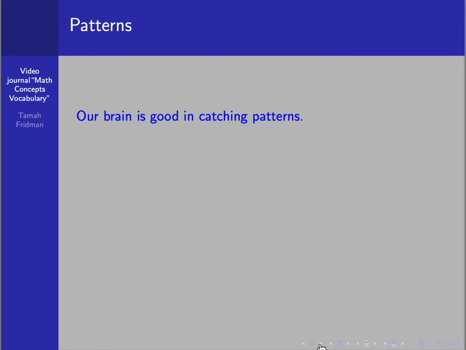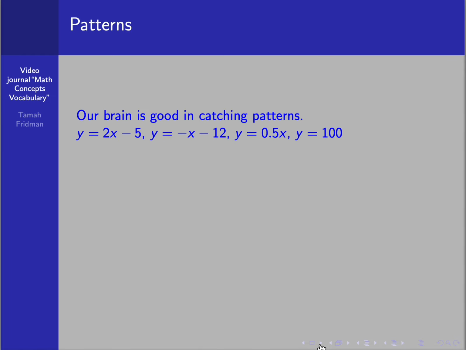So, our brain is good at catching patterns. Let's look at the following patterns. y = x - 5, or y = -x - 12, y = 0.5x, y = 100. Do you remember anything about these expressions?